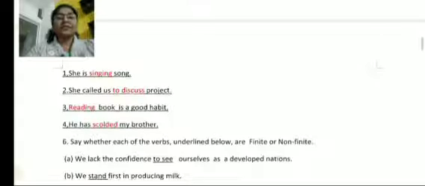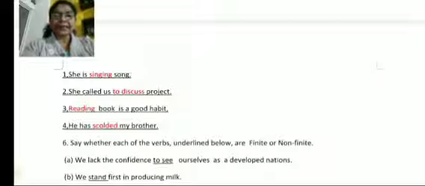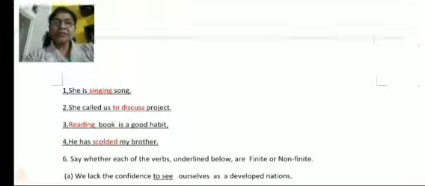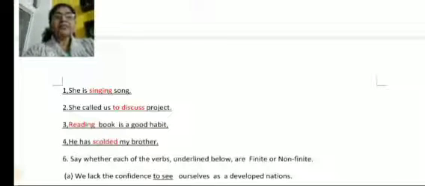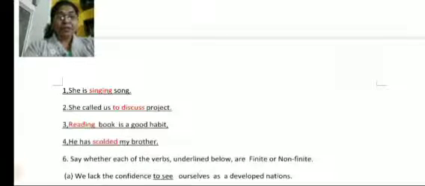See here, she is singing a song. Singing, the ing form, is a present participle, and it is not governed by the subject, so singing is non-finite. Second example, she called us to discuss the project. To discuss is an infinitive. Discuss is the principal verb in its base form, and when to is added it becomes an infinitive. So when an infinitive is there, it is a non-finite verb, because it is not immediately after the subject.